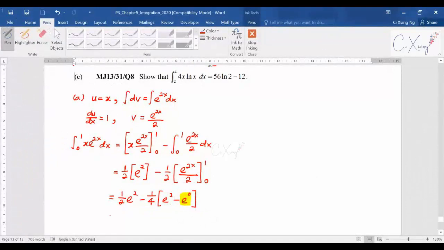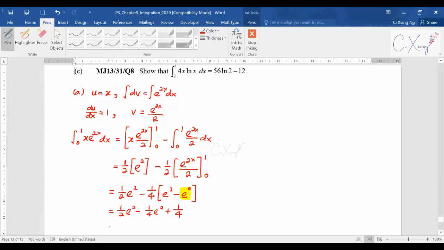After that, you try to simplify everything. You're having half e squared minus 1 over 4 e squared, then plus 1 over 4. You treat e squared as an apple. So you're having half apples minus 1 over 4 apples, and you end up with 1 over 4 apples. So 1 over 4 e squared plus 1 over 4. You can keep your answer like this. Please take note that if you're having a definite integral, your final answer shouldn't have any constant.